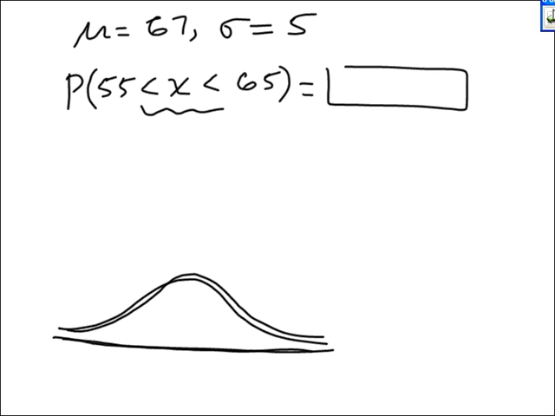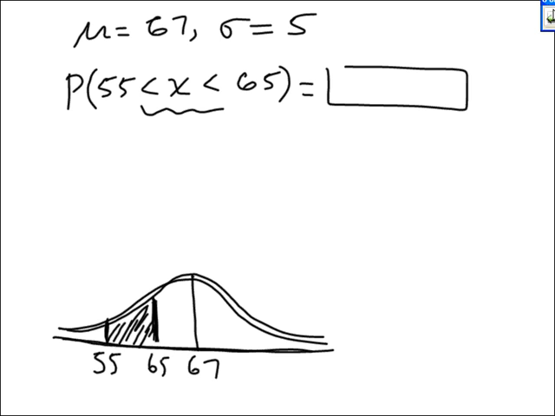So we know the mean is 67, and we're talking about between 55 and 65. I want to know that area, or probability. Area and probability in these problems are the same. What's the area? What's the probability? Oh, they're the same. In this problem, I want to find the area.